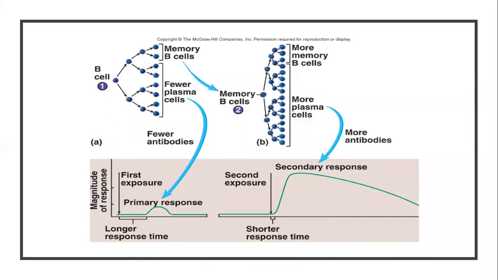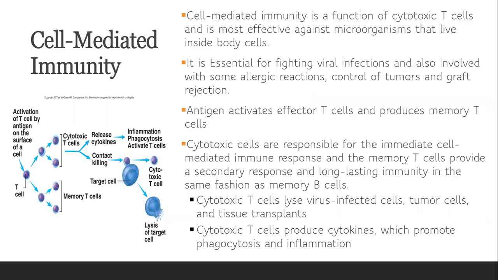So during first exposure, the primary response, it takes a longer time to produce plasma cells. While in our secondary exposure, or secondary response, it has a shorter response time and produces more memory B cells and more plasma cells, so it means more antibodies.